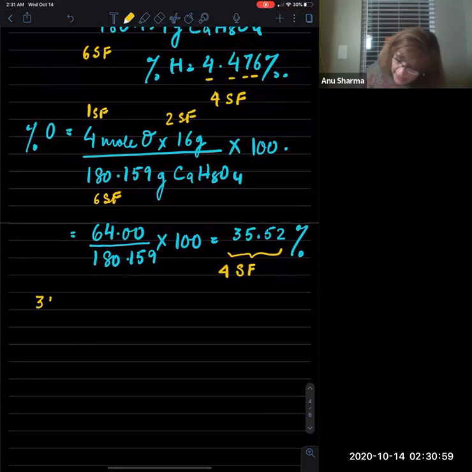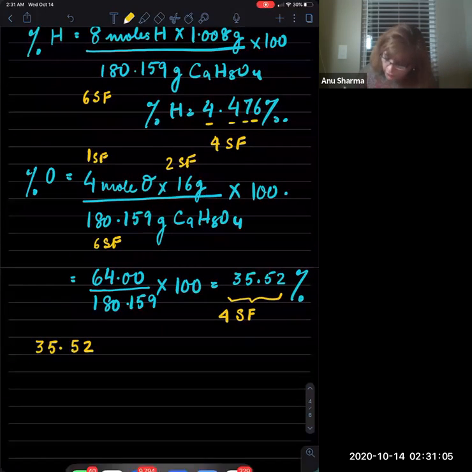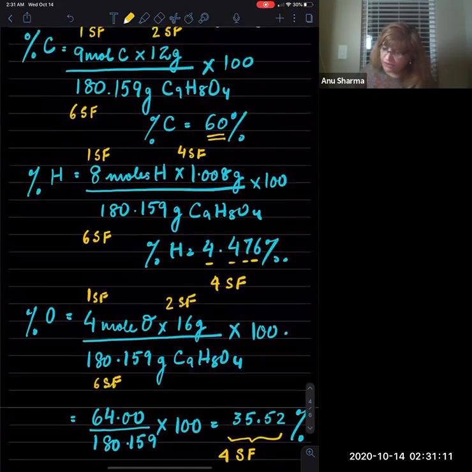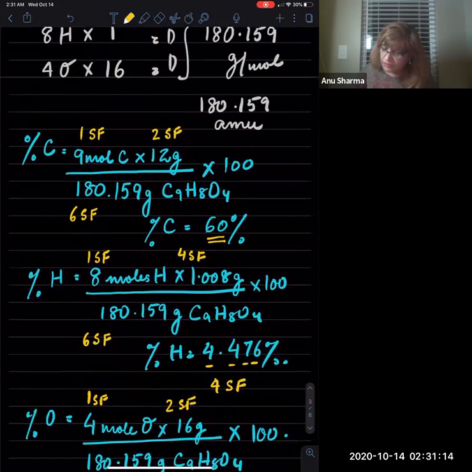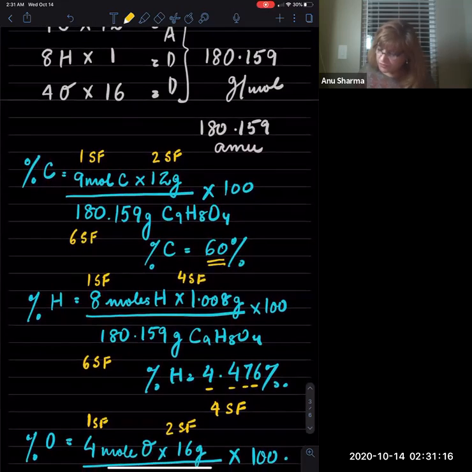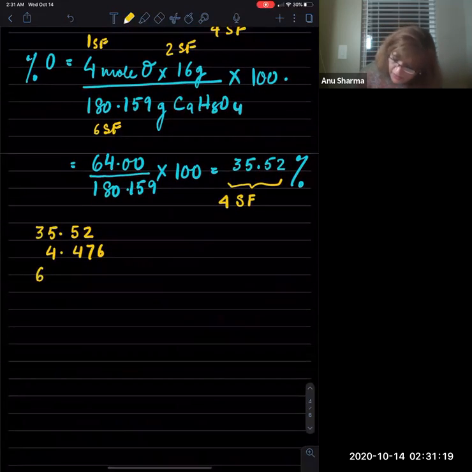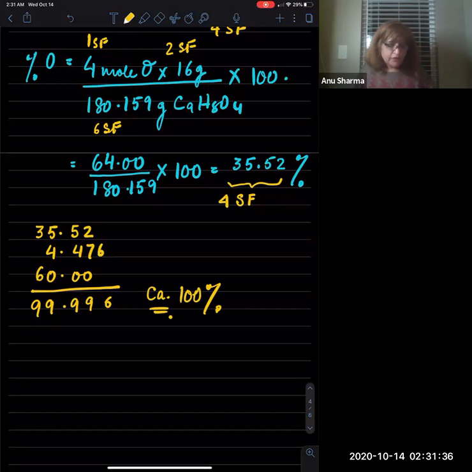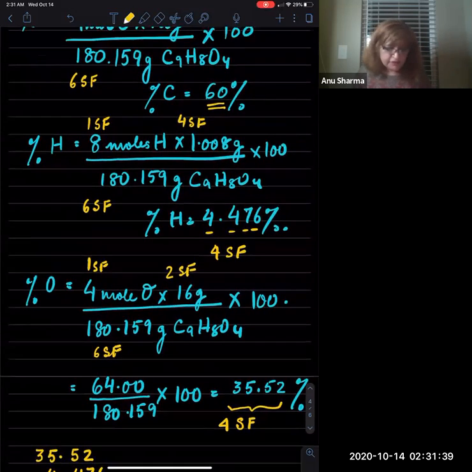If you add 35.52, 4.476, and the other one, 60.00, you get 99.99, so approximately 100%. That's just approximate. So that is determining the percentage composition.